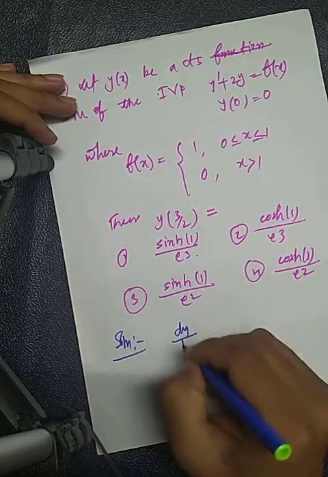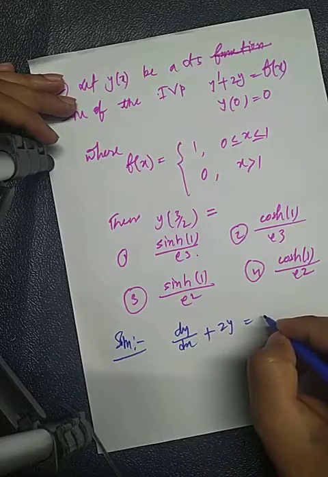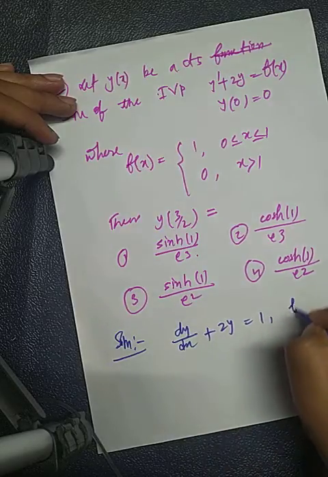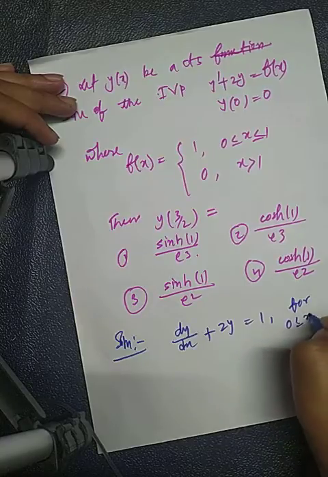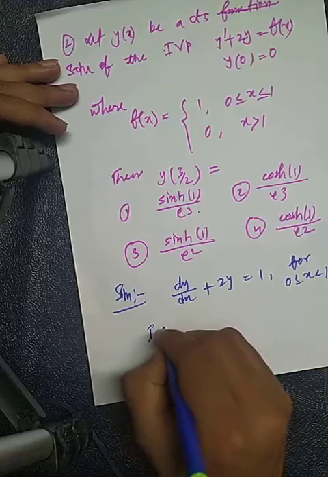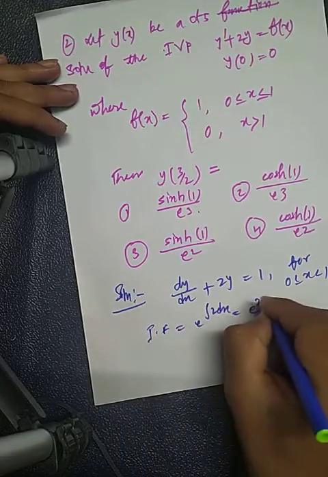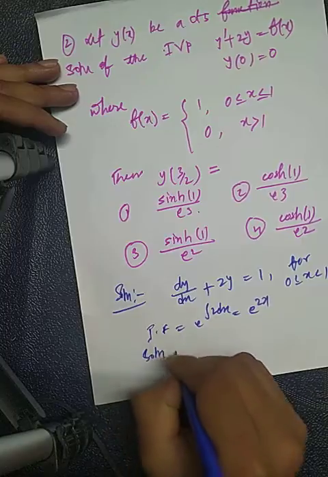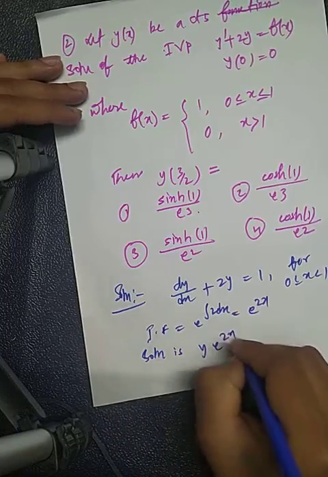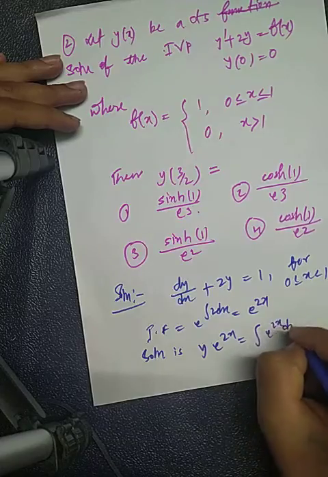So dy/dx plus 2y is equal to 1. For this we have to take two cases. For this, the integrating factor will be e to the power integral of 2 dx, so e to the power 2x. The solution is y times e to the power 2x equals the integral of e to the power 2x dx plus c.